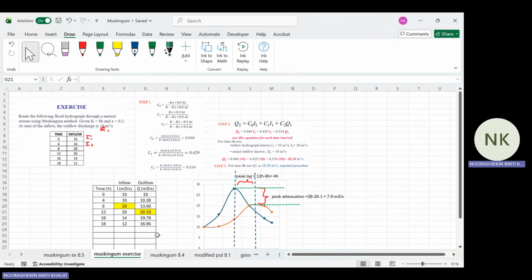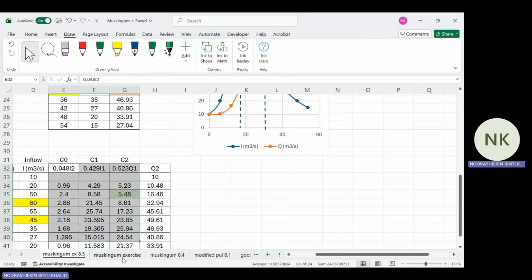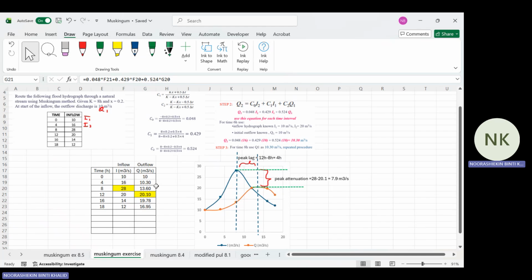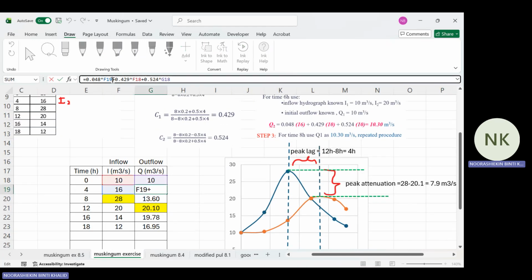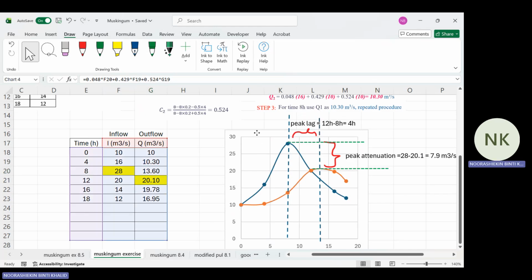This one I not use this table. You can use this table or just use for this equation inside of this table. Right. So from this table, then I got this graph.